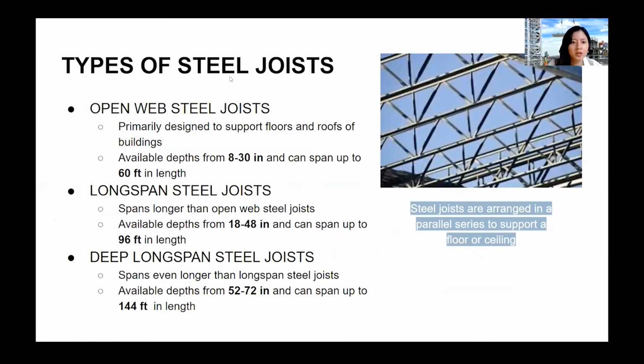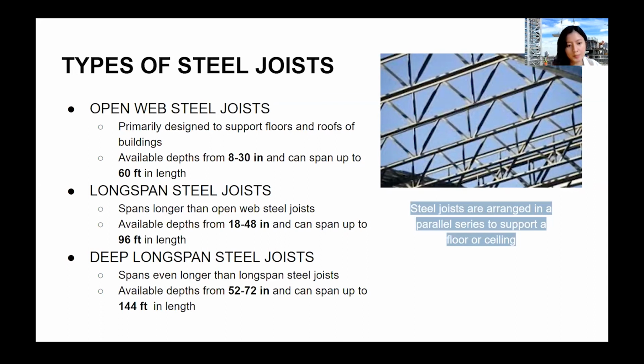Here are different types of steel joists. First is the open web steel joist, which is primarily designed to support floors and roofs of buildings. The available depths range from 8 to 30 inches and can span up to 60 feet in length. There's the long span steel joist, which is even longer than the open web steel joist, and its available depths range from 18 to 48 inches and can span up to 96 feet in length.